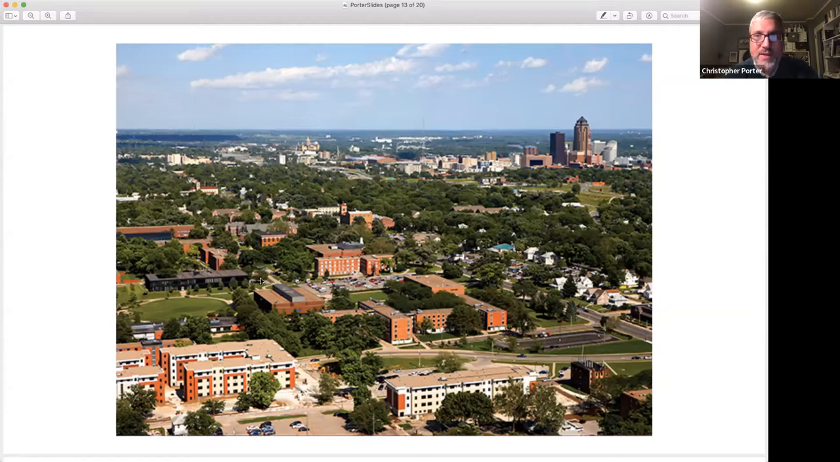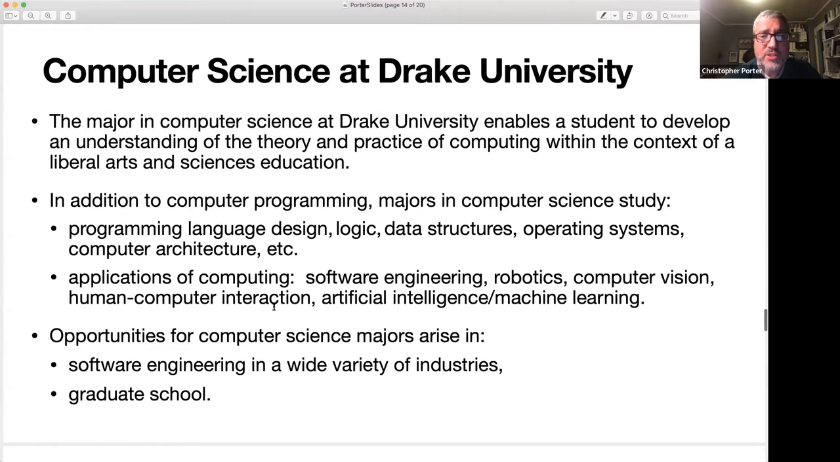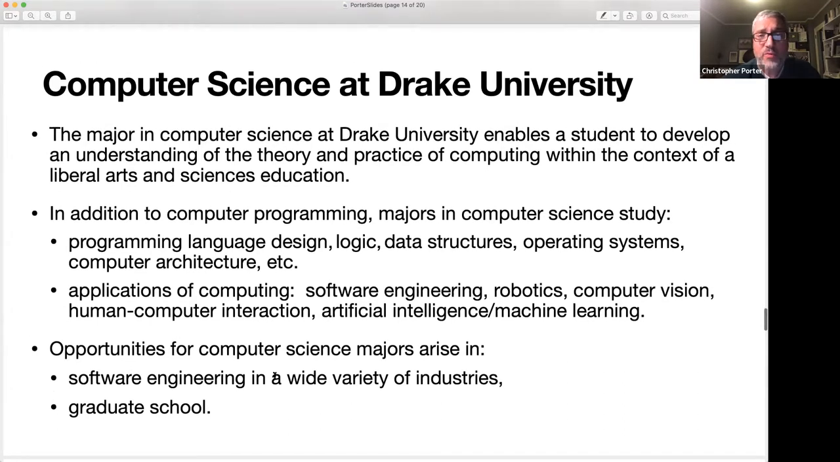Computer science at Drake is a blend of computer science with a liberal arts focus for our university. So you understand the theory and practice of computing in the context of a liberal arts education. Students obviously have to learn how to write computer programs, but they also learn programming language design, logic, data structures, operating systems, computer architecture, applications of computing. We have very cool ones: robotics, computer vision, human-computer interaction, artificial intelligence, and machine learning. Opportunities for majors arise in software engineering and a wide variety of industries and in graduate school.